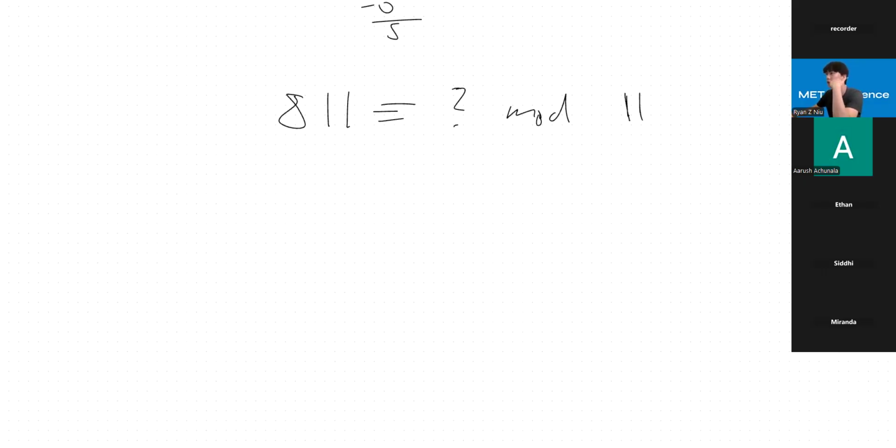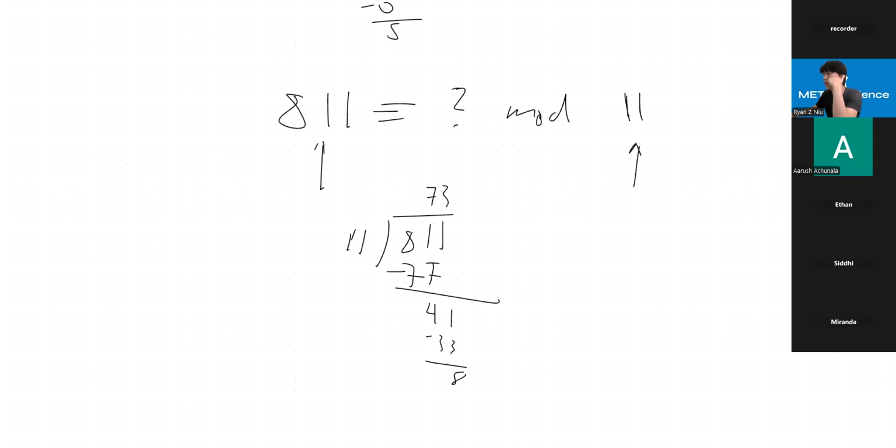Okay, just like the other one, we're trying to find the remainder when this number is divided by this number. 811 divided by 11, we put in 7, so minus 77, and then 41, and then we can put in a 3, and so our remainder is 8.